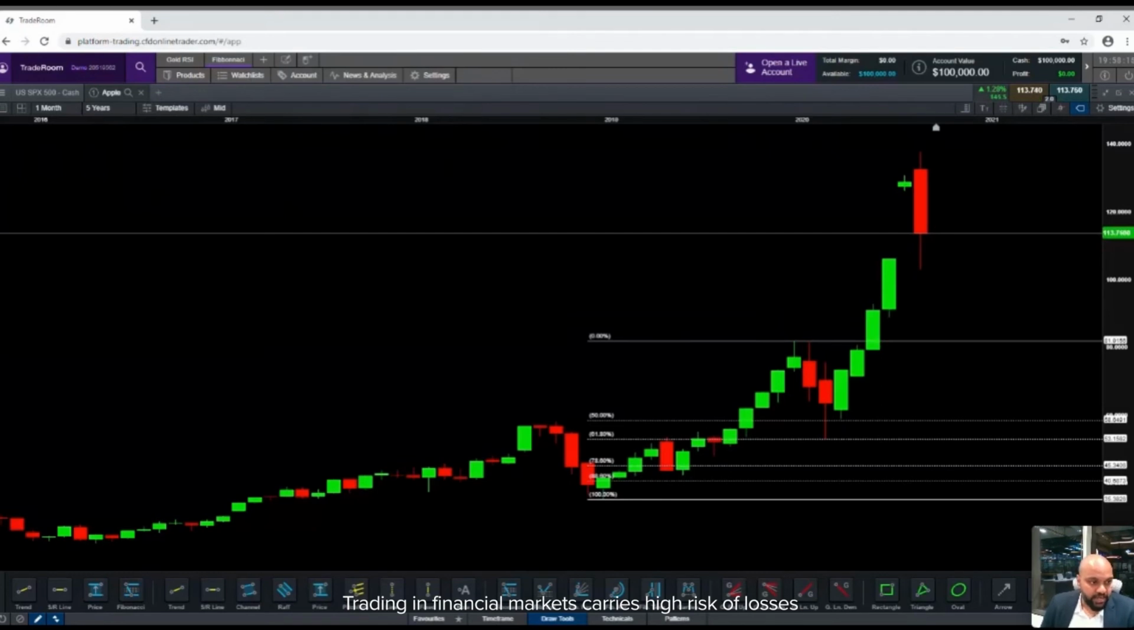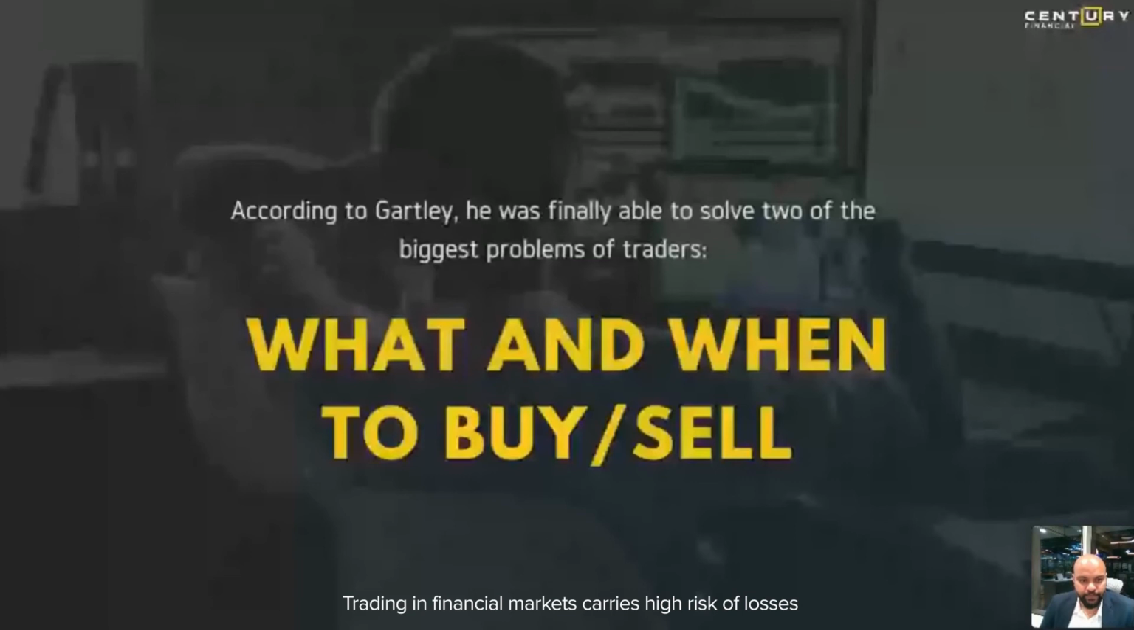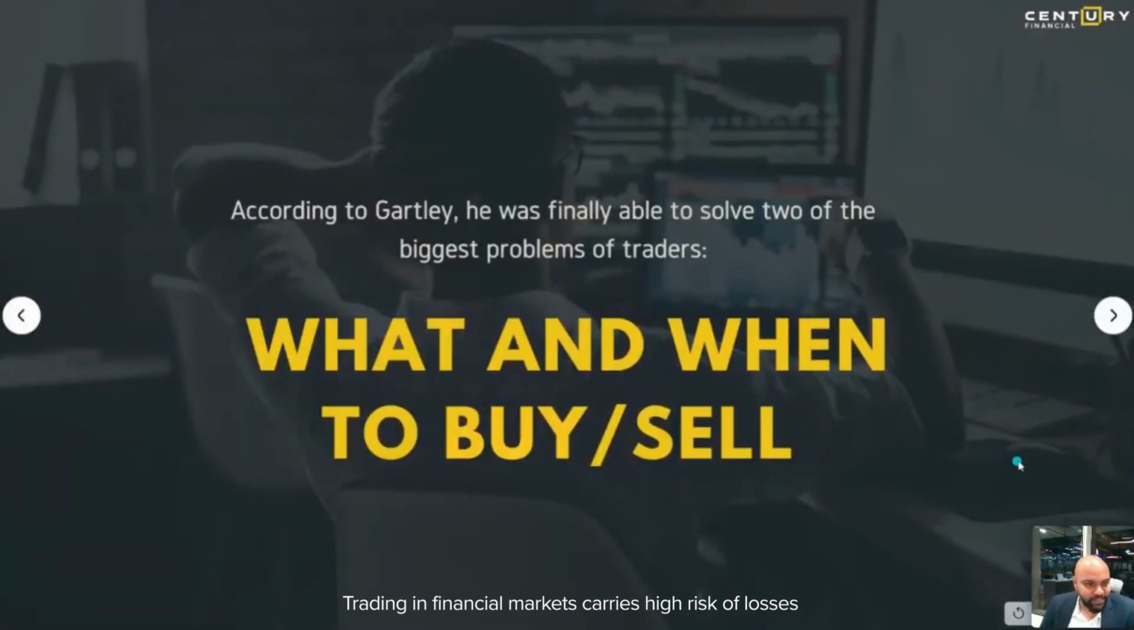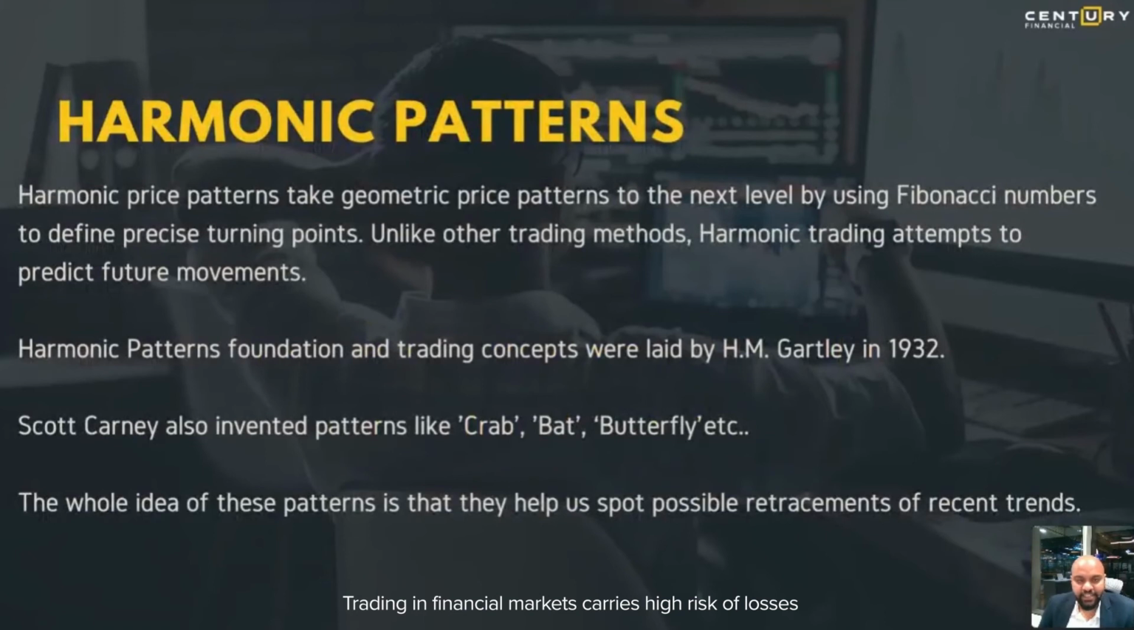Let me just show you one last interesting thing that you can get out of Fibonacci. There is something known as harmonic patterns. Let me just share the screen on harmonic patterns. All right. So coming to harmonic patterns, basically these are geometric patterns that appear using Fibonacci ratios alone.